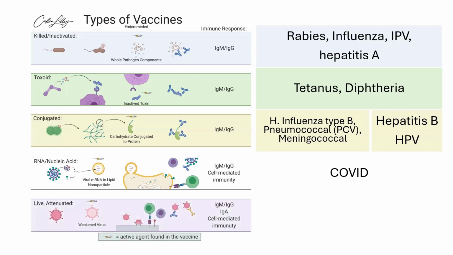Finally, there are many live attenuated vaccines, which take a weakened version of the virus that can promote long-term immunity from these agents. This includes measles, mumps, and rubella, or MMR vaccines, varicella, and shingles.